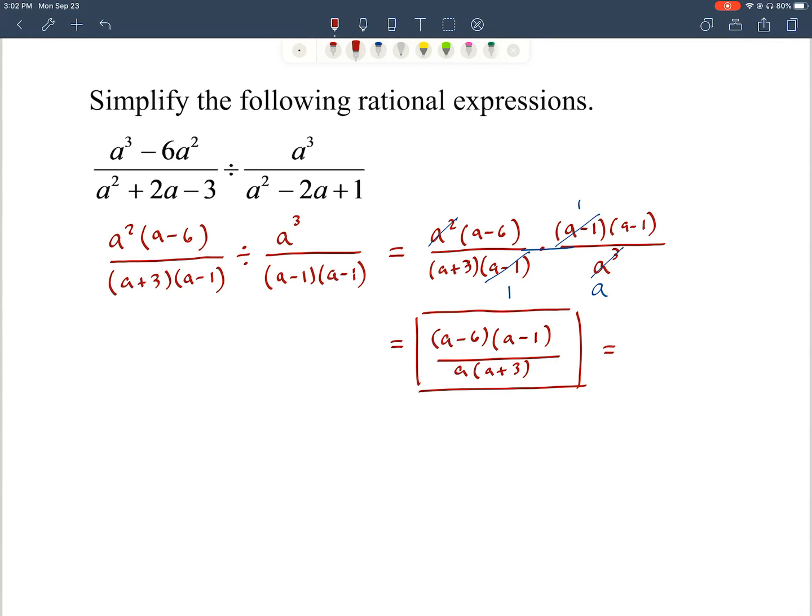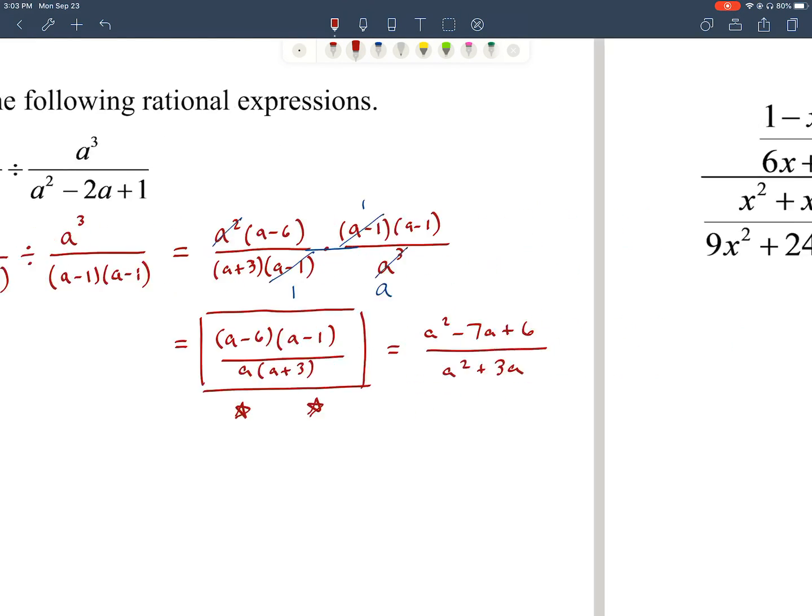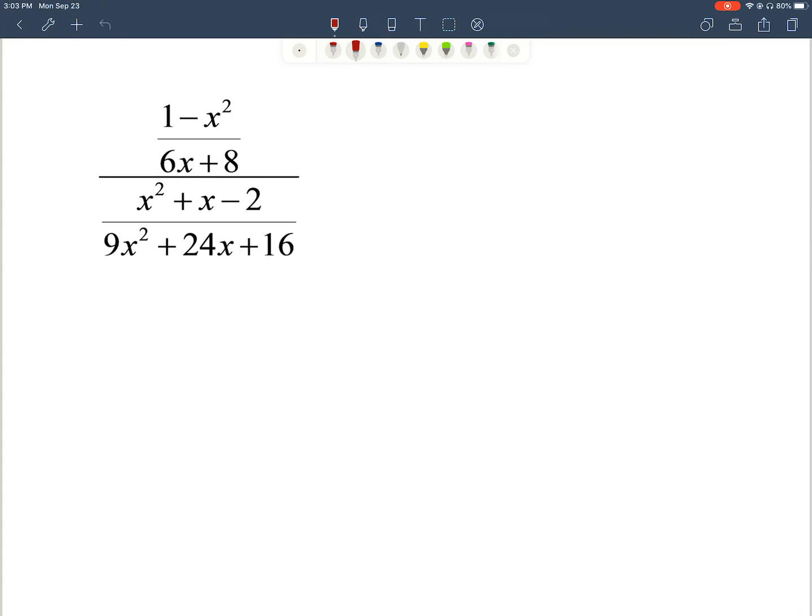Some teachers may actually make you multiply this out to get a squared minus 7a plus 6 over a squared plus 3a. Technically, this is the most simplified form, but I am okay with this right here. There's no need to take it any further. All right, last one here.